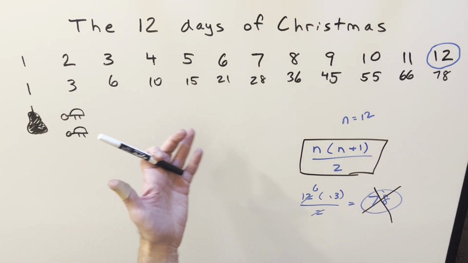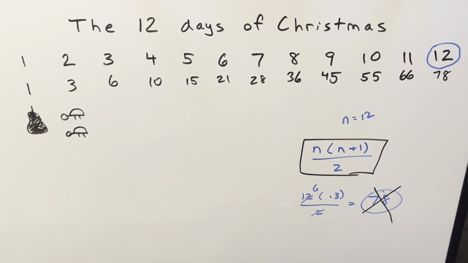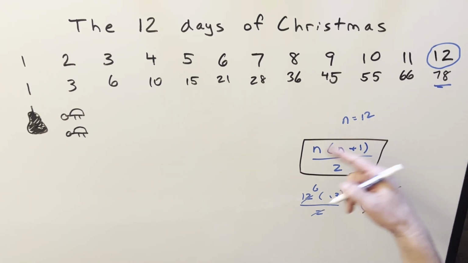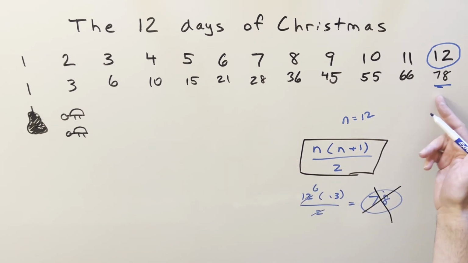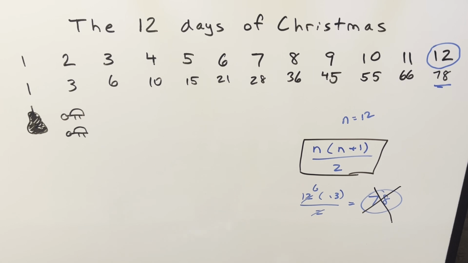And now that we have the full chart filled out for how many gifts they got on each day, you can see the answer for the 12th day, that's actually what I had, because on the 12th day, they get the sum of all the gifts. So they actually got 78 gifts on just the last day. So now what we need to do in order to find the total number of gifts for all 12 days, we need to sum up all 12 of these days.